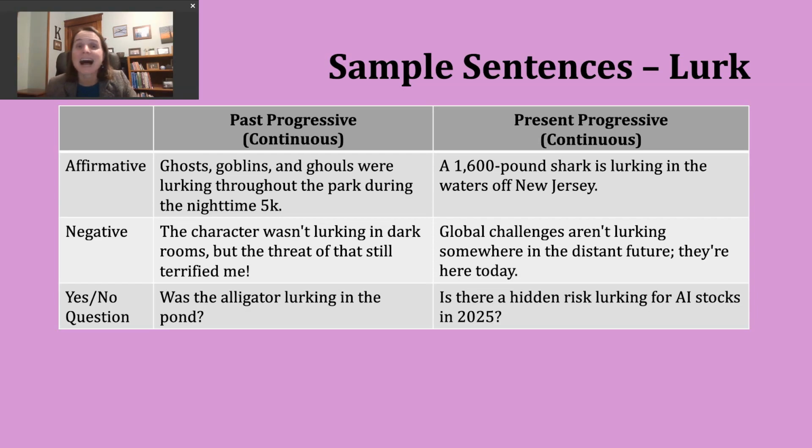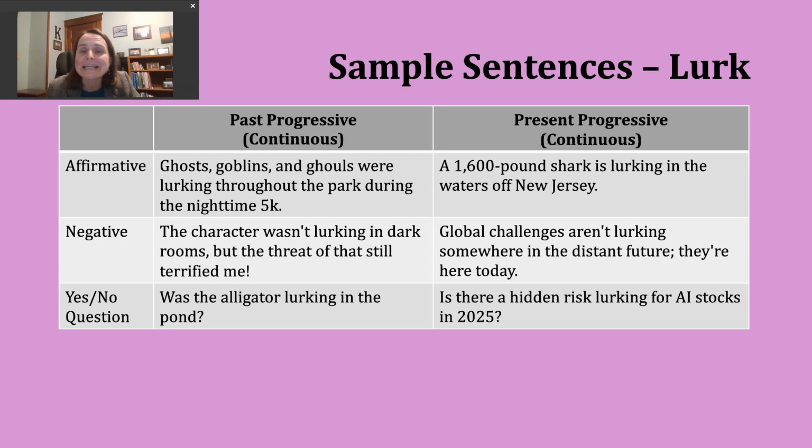If my subject is I, then I want to use am and then the ing form of the verb. If my subject is he, she, or it, I'll use is and then the ing form of the verb. And finally, if my subject is you, we, or they, I'll use are, A-R-E, and then the ing form of the verb. Let's take a look at an affirmative or positive sentence.